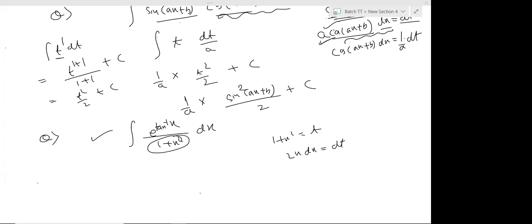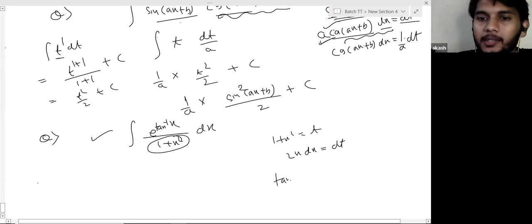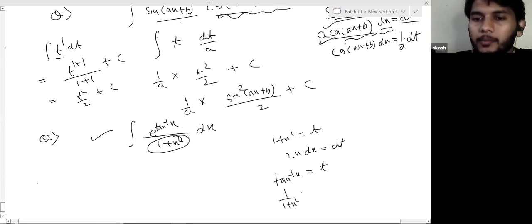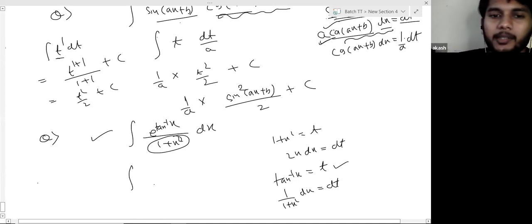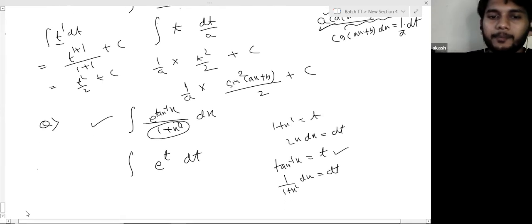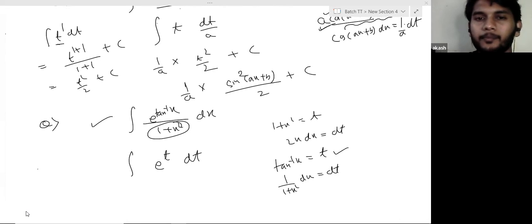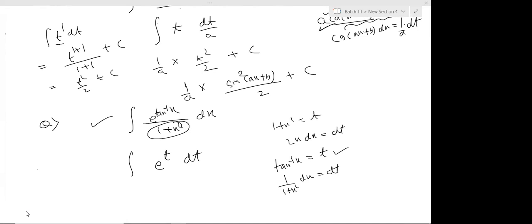We can take tan inverse x as t. So 1 upon 1 plus x squared dx is dt. So now you can solve it very easily. You figured out the difficult step. Easy one is remaining. So e to the power t dt you have. What is integration of e to the power t? E raised to t plus c.